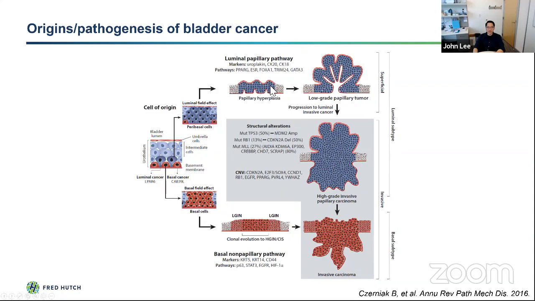However, this doesn't mean that these luminal cancers can't become muscle-invasive. In fact, these low-grade luminal tumors can take on additional genetic alterations and potentially convert into more invasive carcinomas as well. And there's been increased appreciation that there is, in fact, plasticity between these cancer states. And so this depiction may be a little bit simplified.